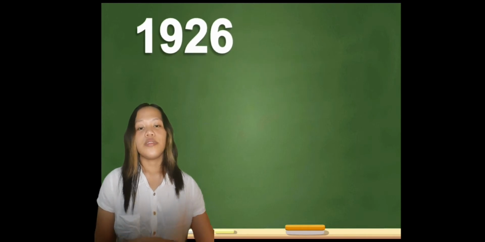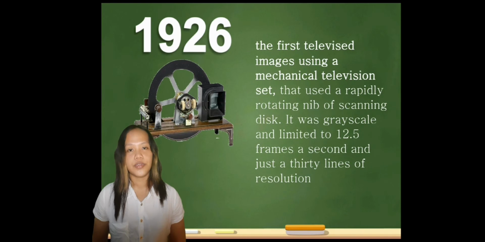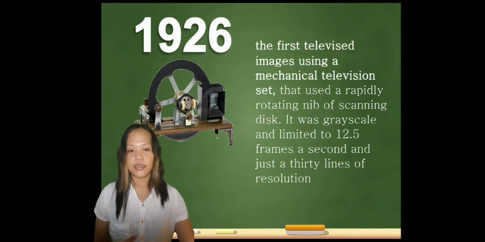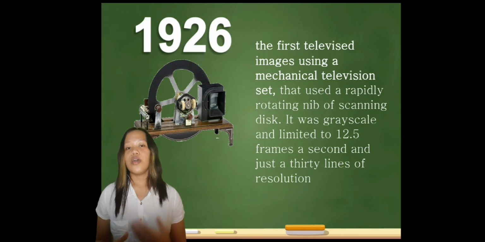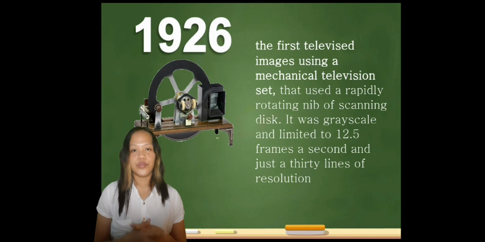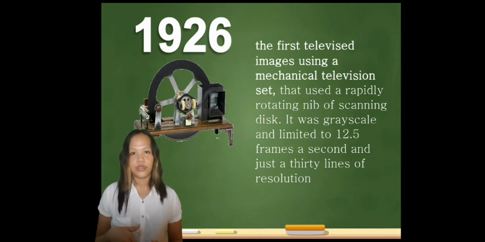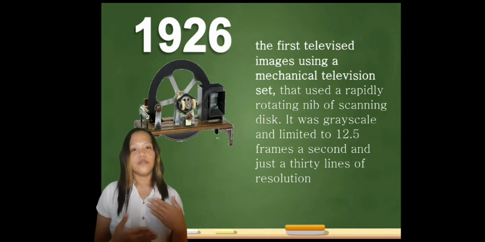So in 1926, the first televised images used a mechanical television set with a rapidly rotating scanning disc, and it was still grayscale, limited to 12.5 frames a second and just 30 lines of resolution. As you can observe, we're still talking about lines of resolution. So pixels haven't been invented or discovered yet.